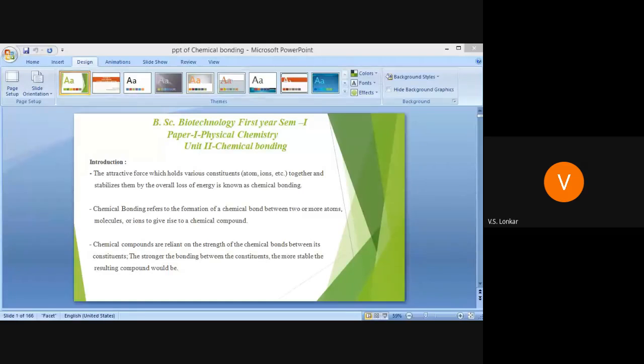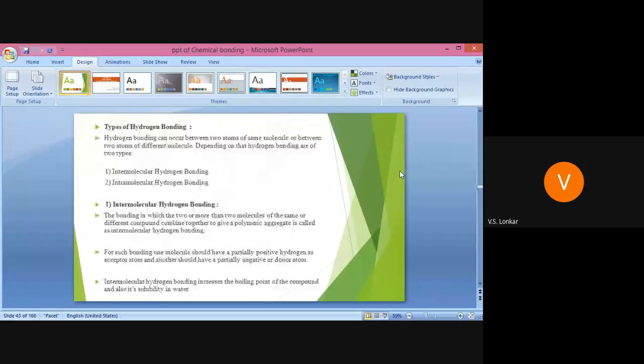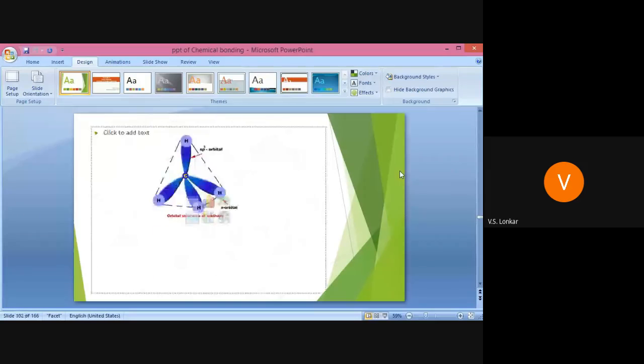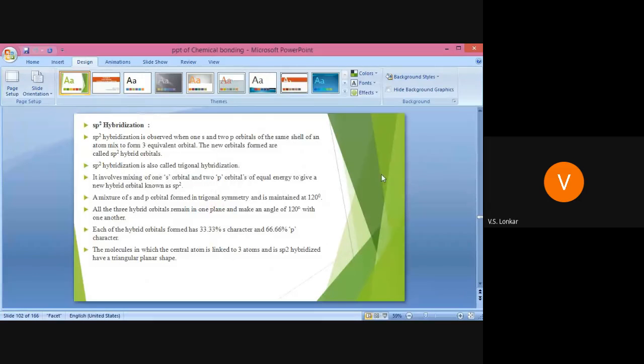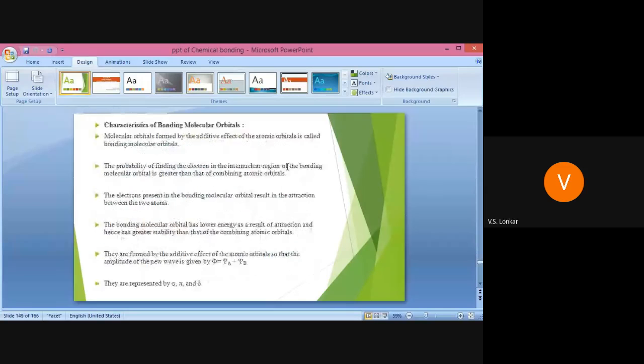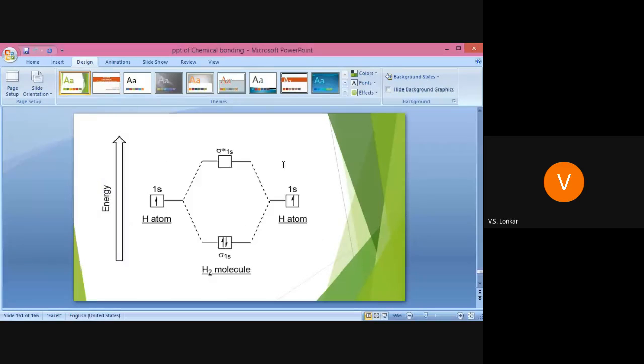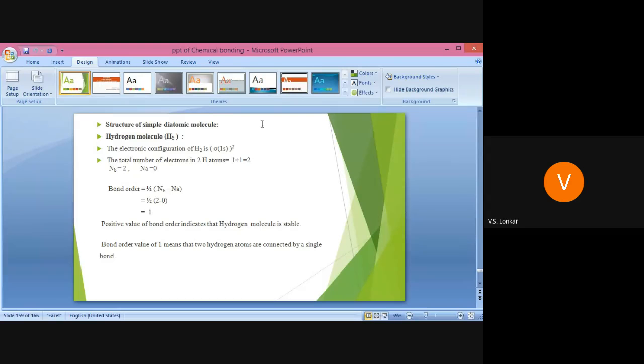Just see the PPT. In this example we also draw the molecular orbital energy level diagram. First example, that is hydrogen.